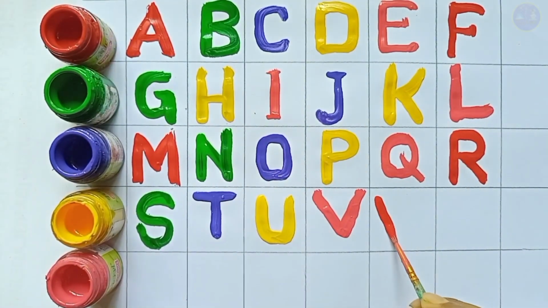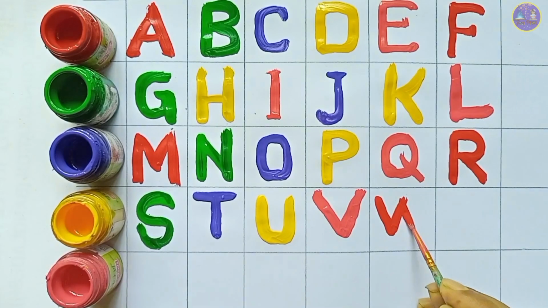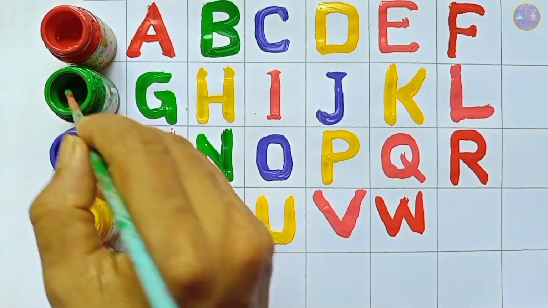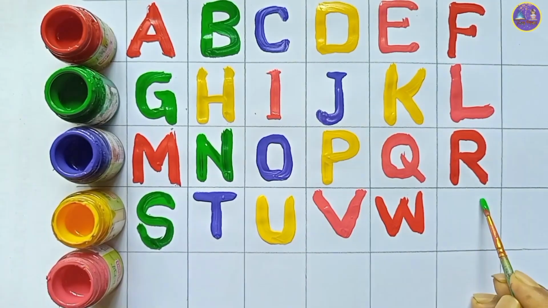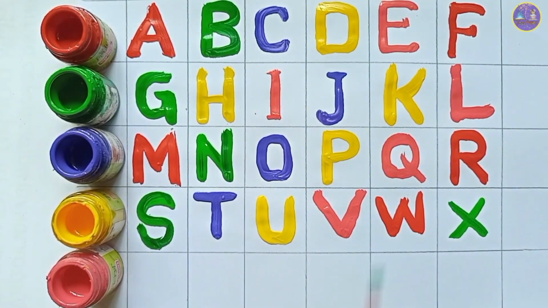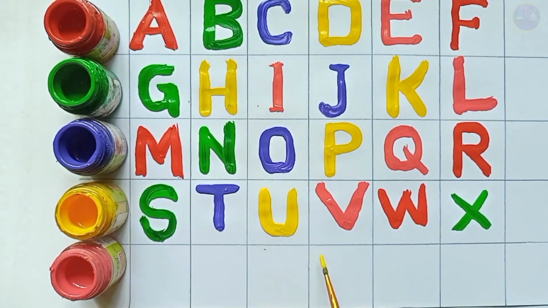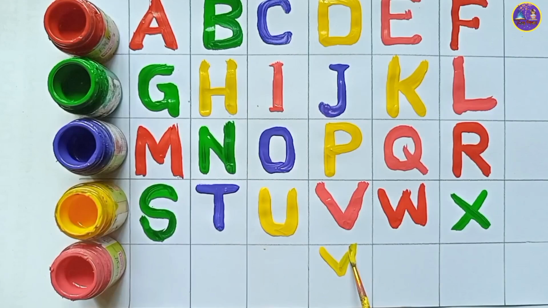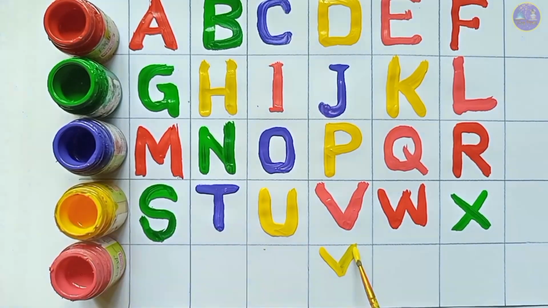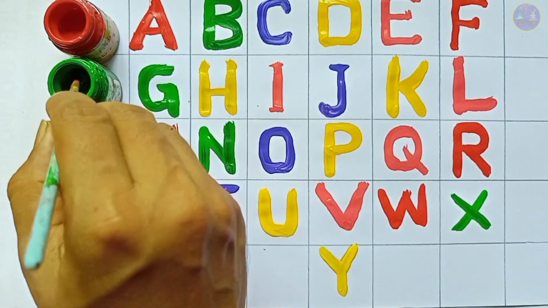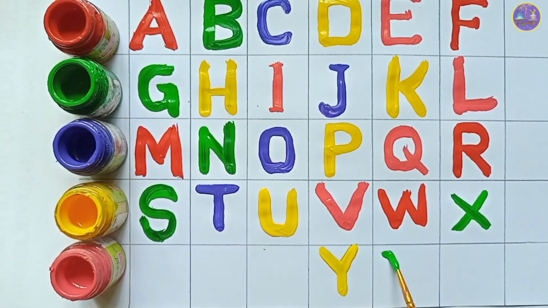Red color. W. W for wall. W for window. Green color. X. X for xylophone. X for X-ray. Y. Y for yacht. Y for yellow. Green color. Z. Z for zoo. Z for zebra.